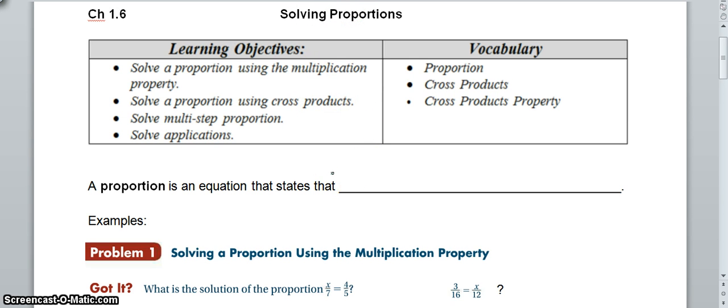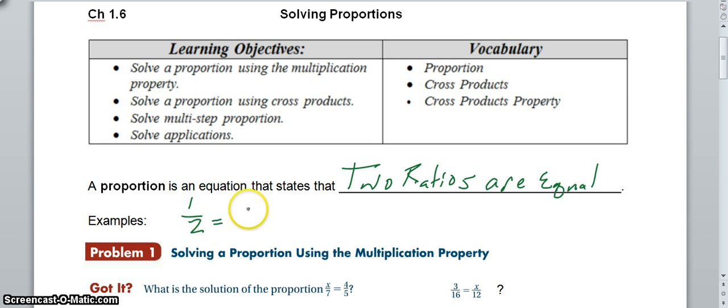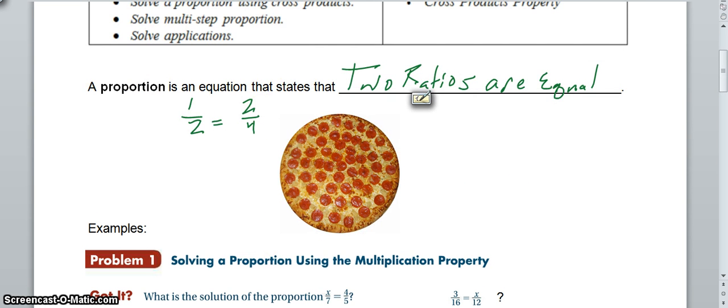A proportion is an equation that states that two ratios are equal. You are probably used to seeing this given where maybe a half would equal 2/4. This is easy to represent if you think about a pizza, a very poorly drawn pizza. Alright, through the power of technology, here is our pizza. When you have half of a pizza, it's the same thing as if you had 2/4 of that pizza.